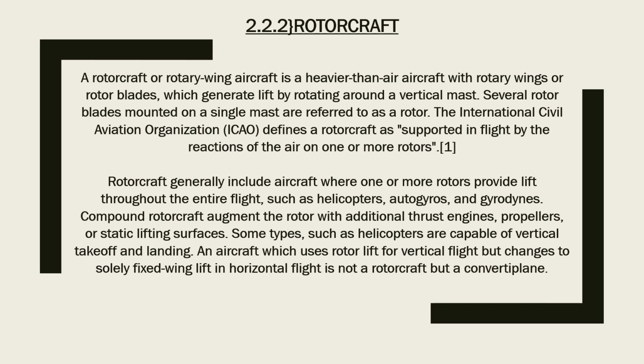Compound rotorcraft augment the rotor with additional thrust engines, propellers, or static lifting surfaces. Some types, such as helicopters, are capable of vertical takeoff and landing. An aircraft which uses rotor lift for vertical flight but changes to solely fixed-wing lift in horizontal flight is not a rotorcraft but a convertiplane.